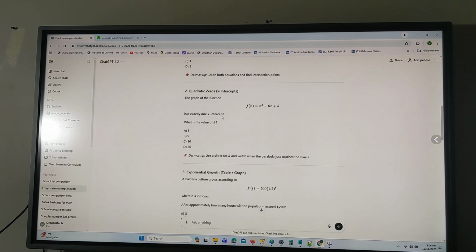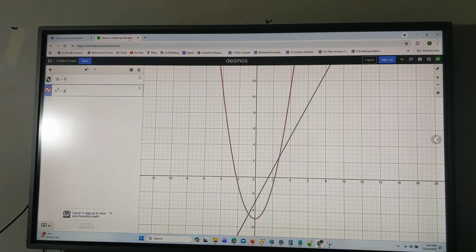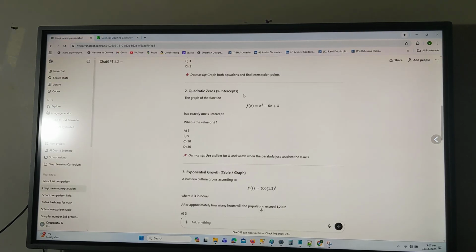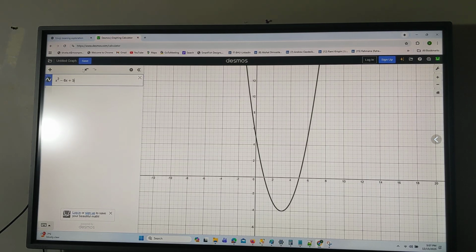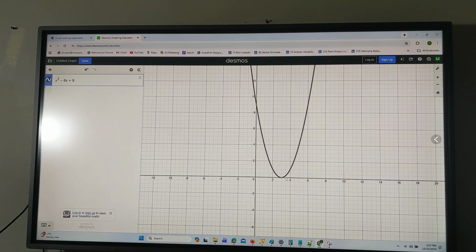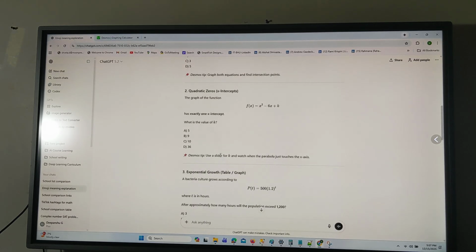The graph of this function has exactly one intercept. What is the value of k? The function is x^2 - 6x plus k. What I would do is plot the graph with different values of k and see which one has only one intercept. I start with x^2 - 6x, and then instead of k I try 5. If I write 5, it has two solutions. So I go back and write 9 in its place. I see that 9 has only one solution. The correct answer is B.